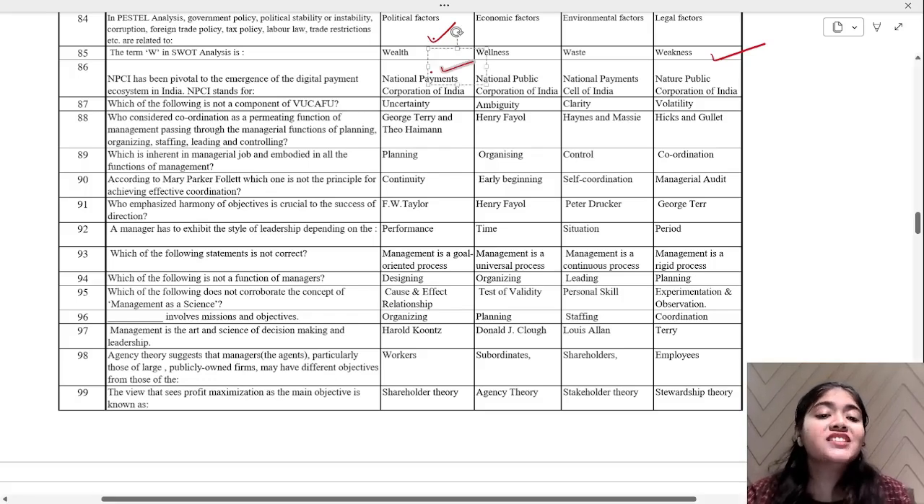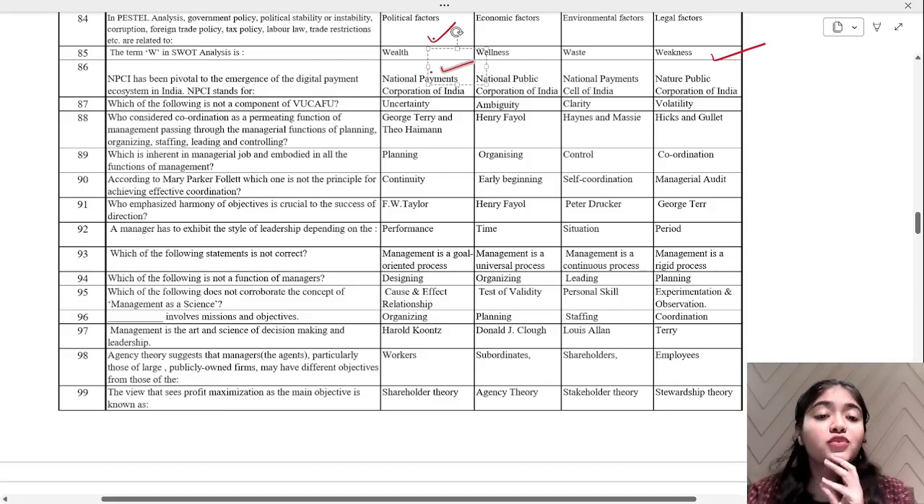Now, who considered coordination as a permeating function of management passing through the managerial functions of planning, organizing, staffing, leading, and controlling? Whose theory was it? Yes, I think you are getting it, sorry, we skipped one.